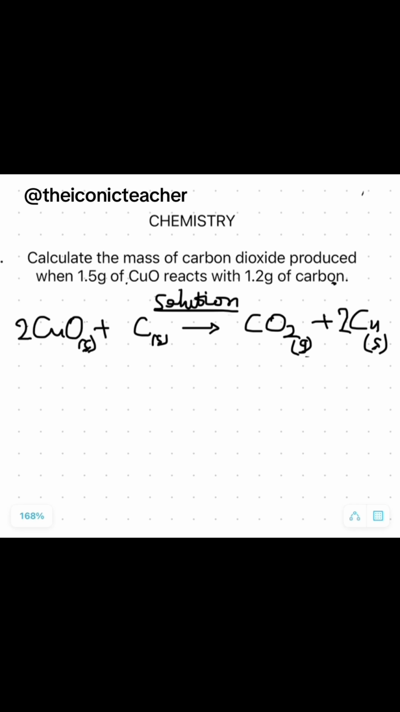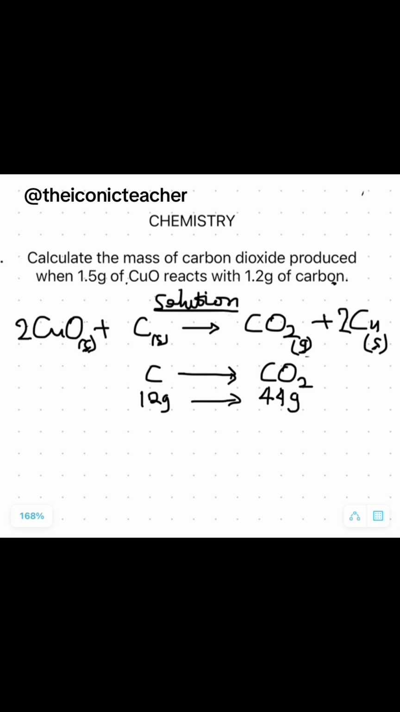Now back to the question. Calculate the mass of carbon dioxide produced when 1.5 gram of copper oxide reacts with 1.2 gram of carbon. So I'm going to relate carbon to carbon dioxide. So from the balanced equation, theoretical value, we know that 12 gram of carbon gives us 44 gram of carbon dioxide. So how did I get the 44?